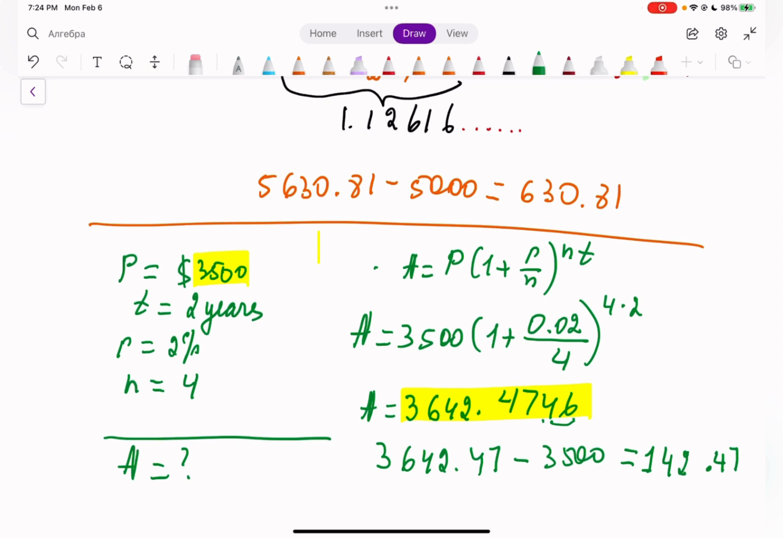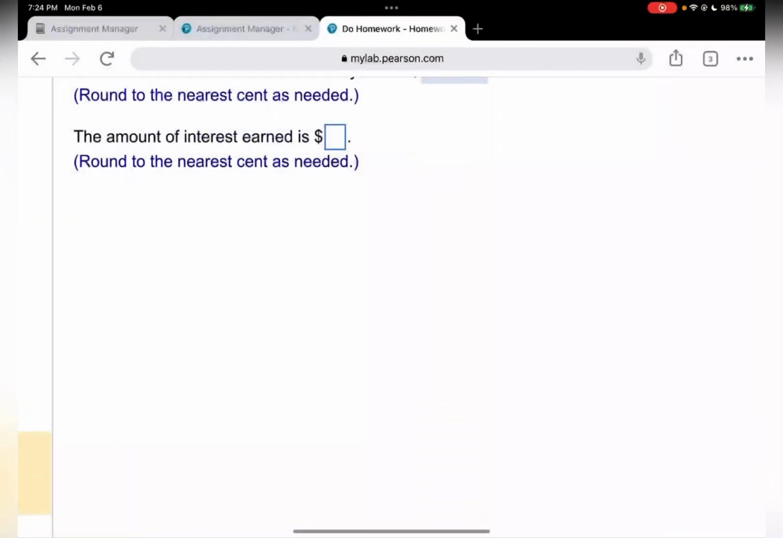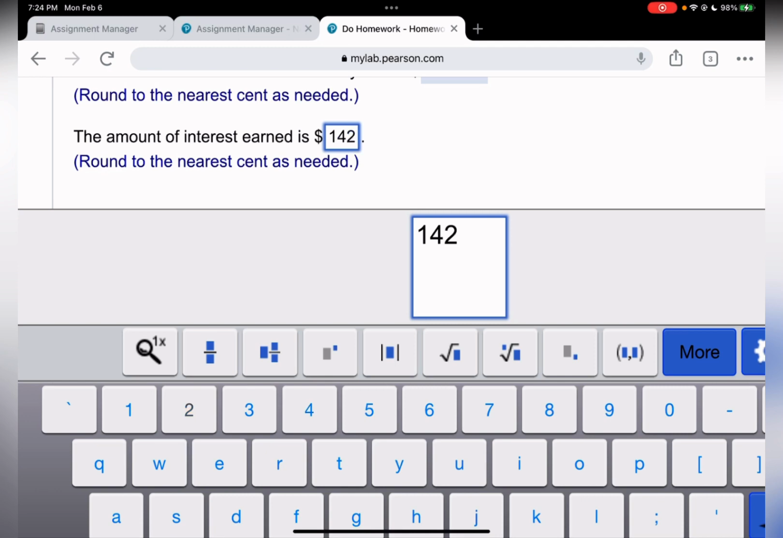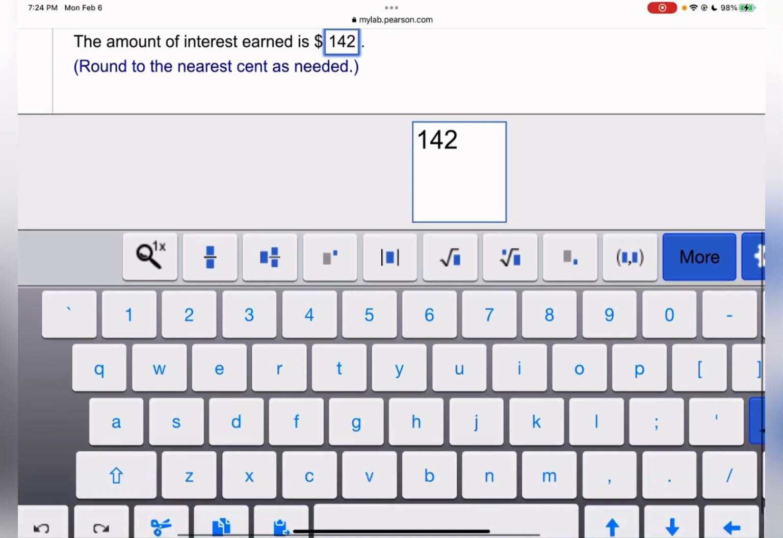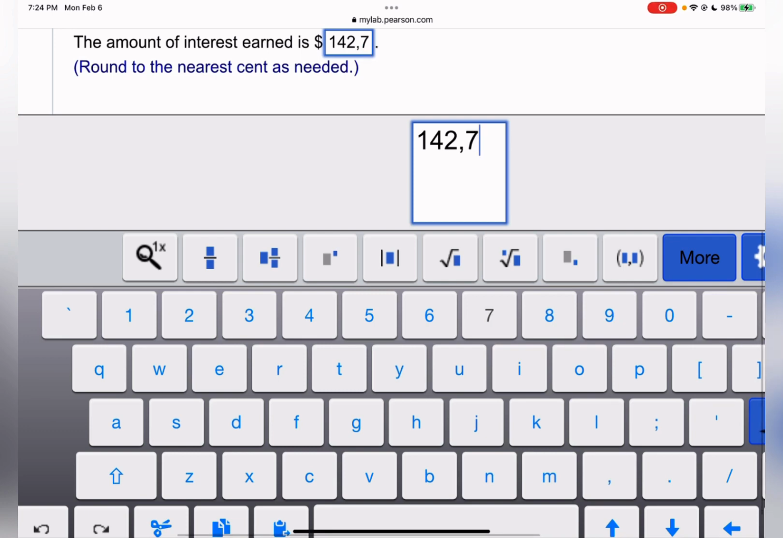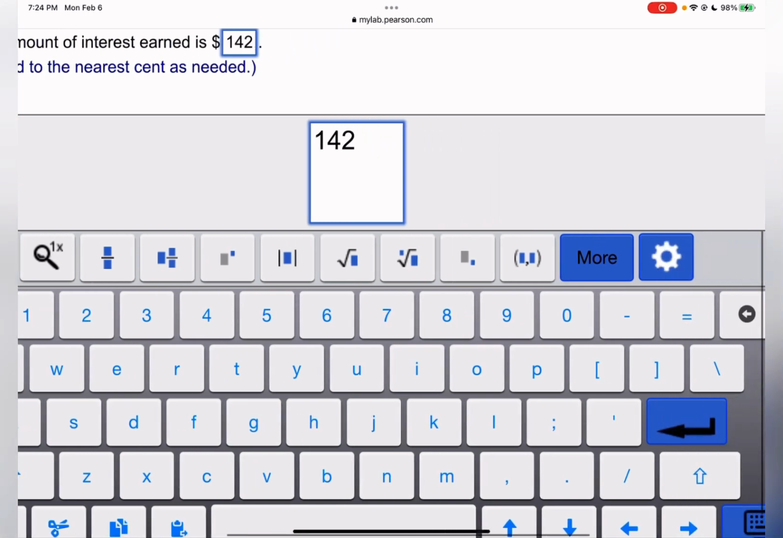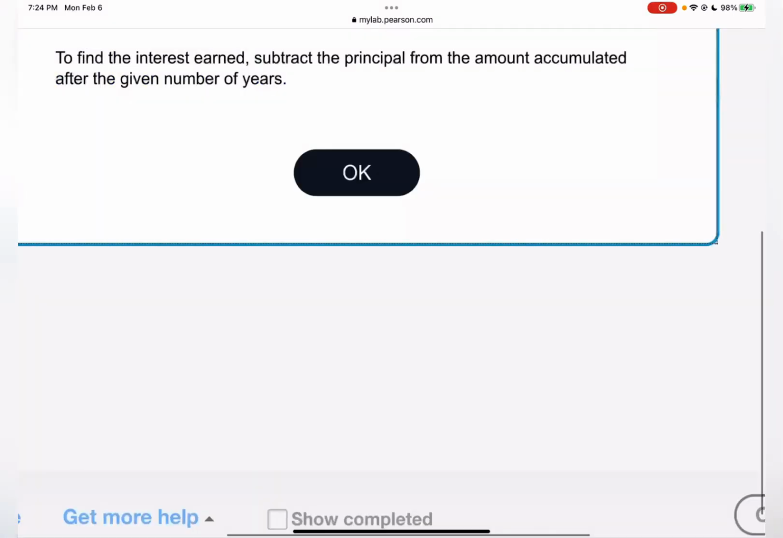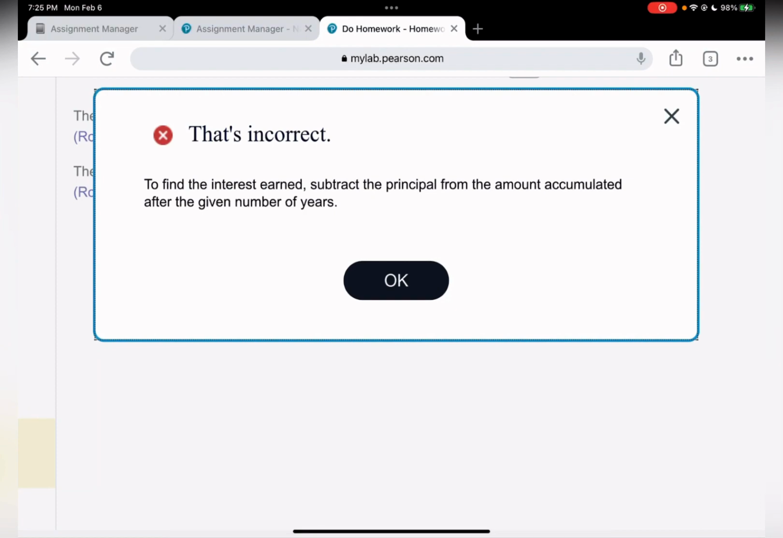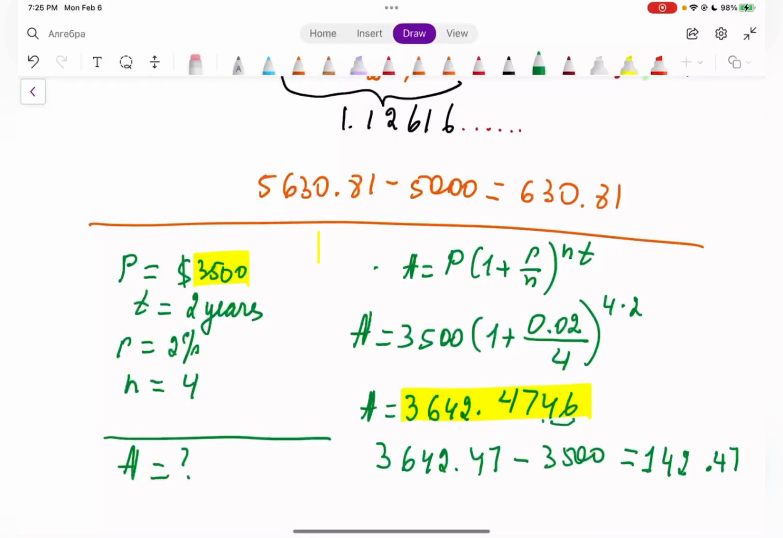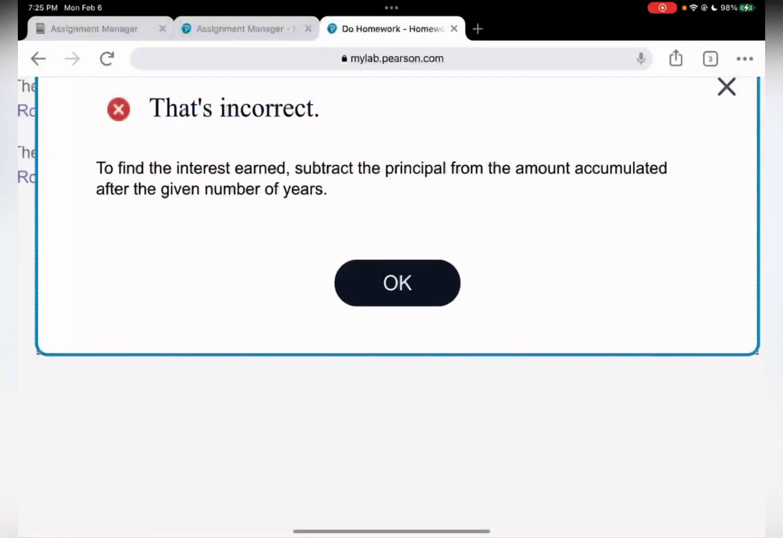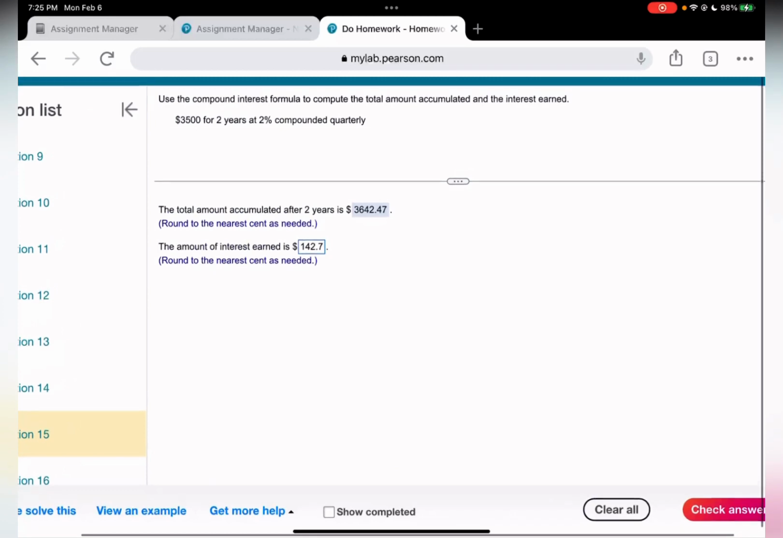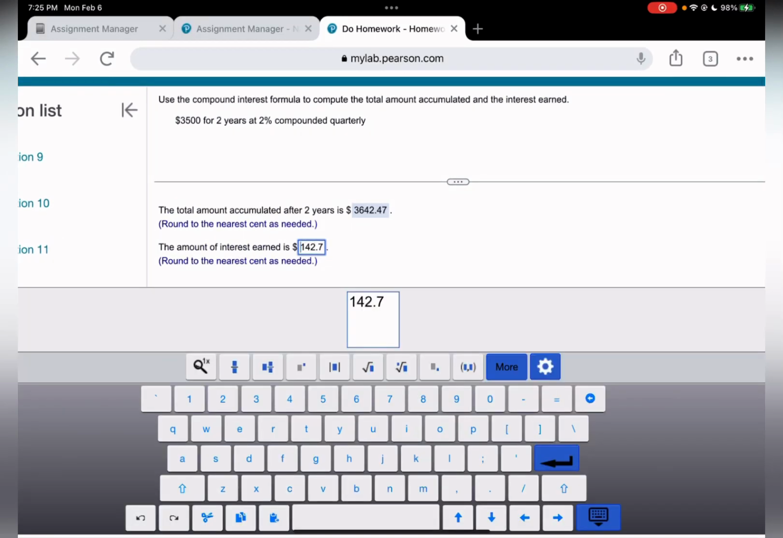Okay. All right. Point. Incorrect. Let me see. 47, okay. Has to be 47. Okay.